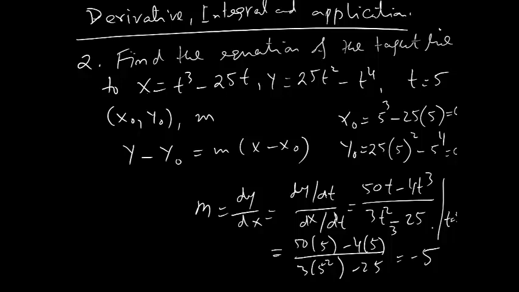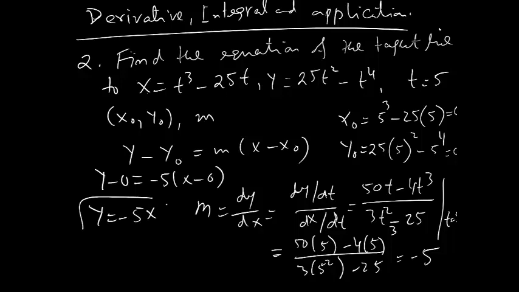So the equation of the tangent line is immediate now. Y minus 0 equals negative 5 times (x minus 0). So we got y equals negative 5x. So this is the equation of the tangent line in Cartesian form. Alright, so we are done.